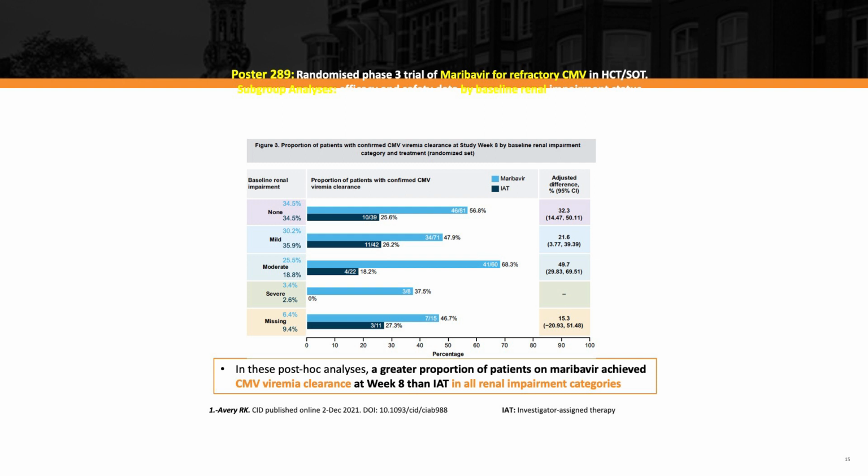So in this post hoc analysis, a great proportion of patients on maribavir achieved CMV clearance at 8 weeks in all renal impairment categories. That is important. If your patient has renal deterioration, he or she will respond equally to this drug if they have a refractory CMV infection. This is important.